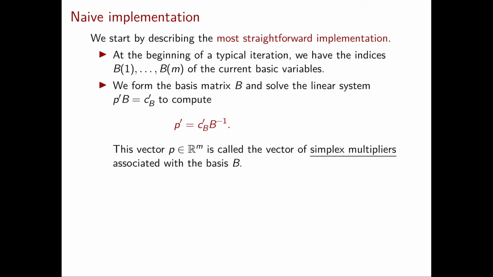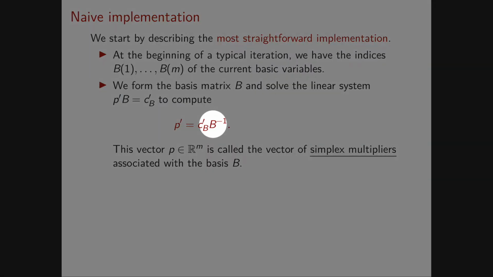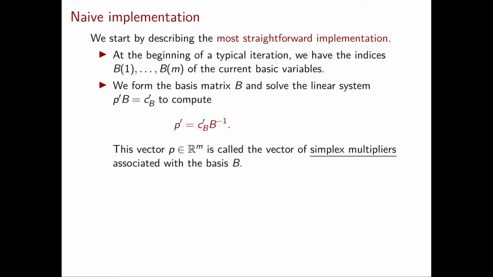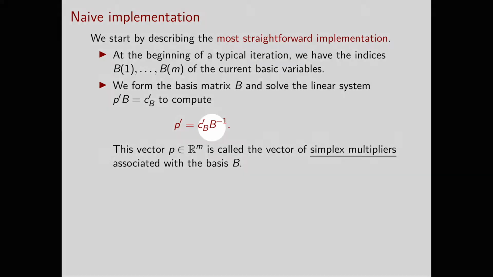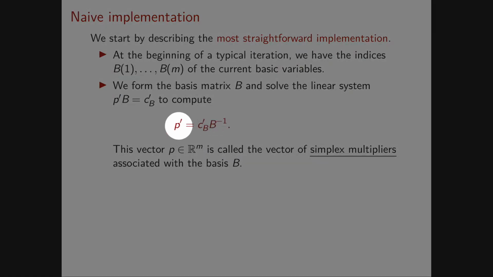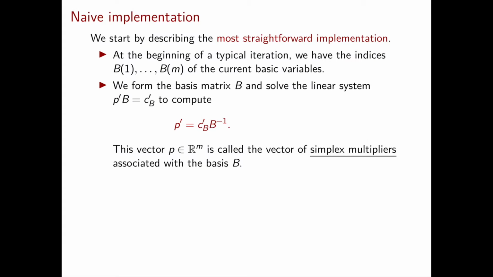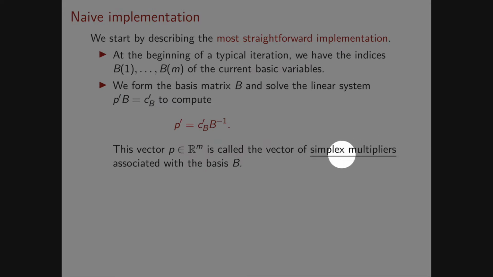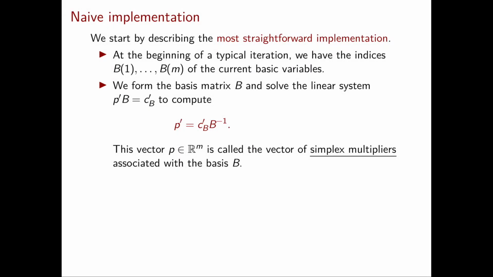However, here we take an intermediate step. In fact, in the definition of the reduced costs, the quantity cB transpose B inverse appears, and it appears exactly the same in all the reduced costs. So it makes sense to compute first this vector, so that later we don't need to compute it again and again for every reduced cost. Now we're going to give this vector the name p transpose, and from now on we're going to use this vector several times. And this is called the vector of the simplex multipliers associated with the basis B.